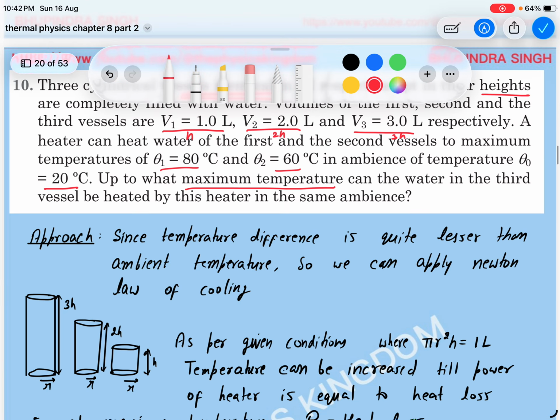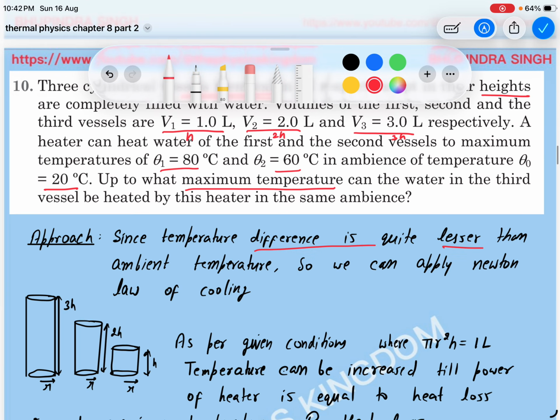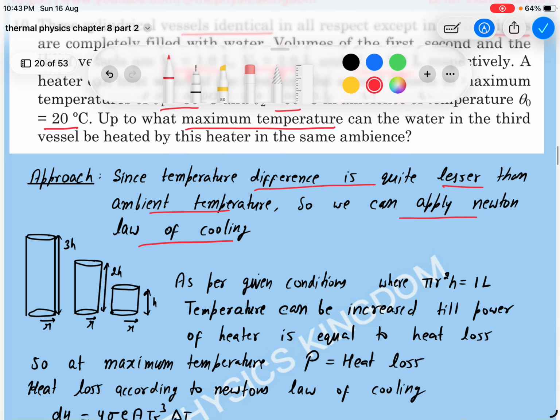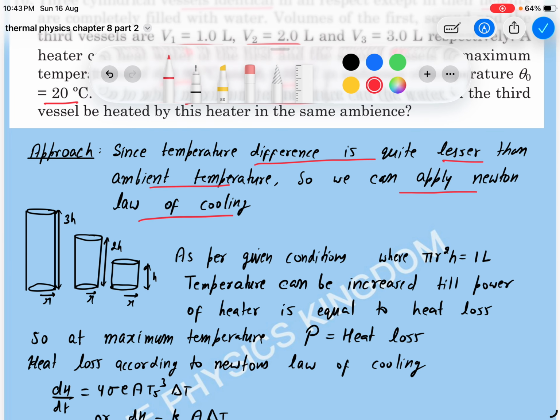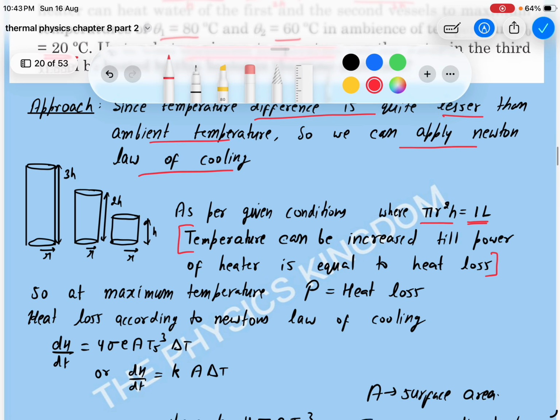So as I said, the approach: since the temperature difference is quite lesser than ambient temperature, we can apply Newton's law of cooling, no problem. Everything else is the same, only heights are different. So first height h, second 2h and third 3h, right? Now as per the given condition, pi r square h is equal to 1 liter. While doing calculation, I will not change the units. I will keep units as they are, because they will just cancel out each other. Now temperature can be increased till power of heater is equal to heat loss. That is the crux point of the problem, right? So at maximum temperature, P is equal to heat loss.